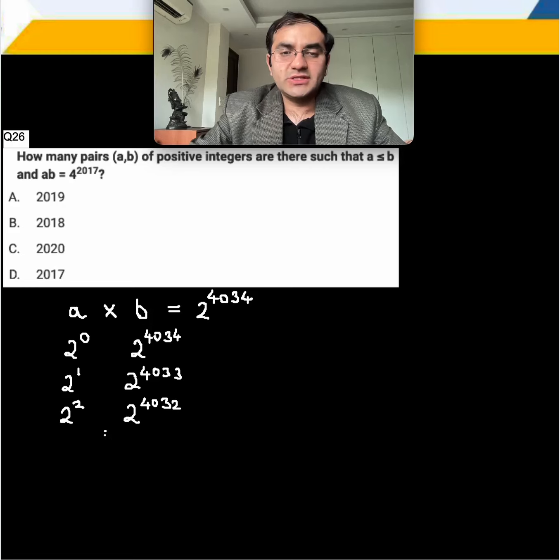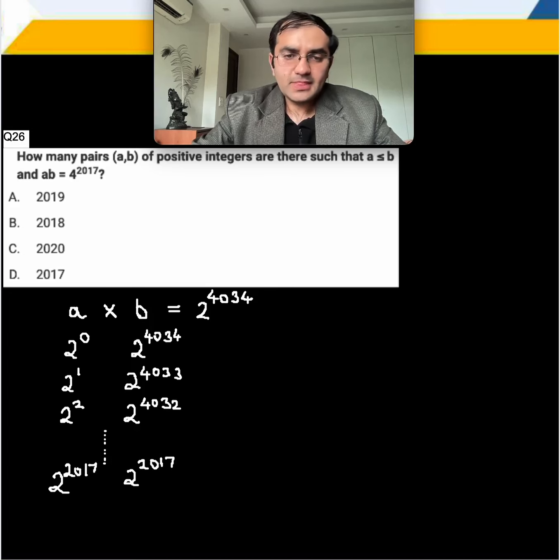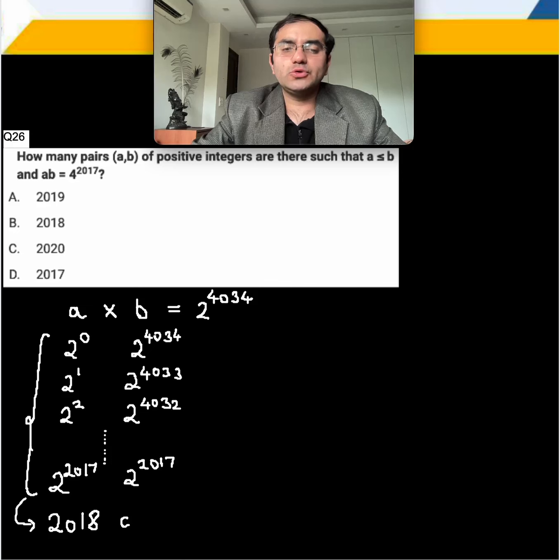And so on. This process continues until they both become equal. A is constantly increasing, B is decreasing until they both become equal. And that becomes 2 to the power 2017 each. Count the number of cases, 2 power 0 to 2 power 2017. You get a total of 2018 cases. The answer is 2018. And that's the last question of this paper.